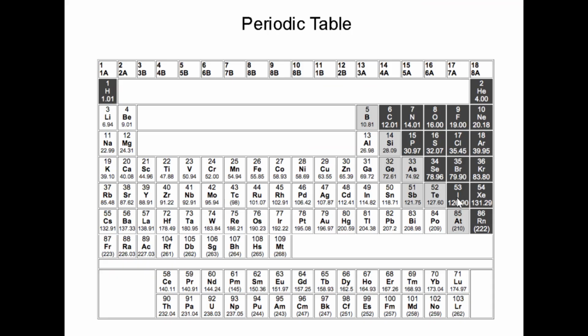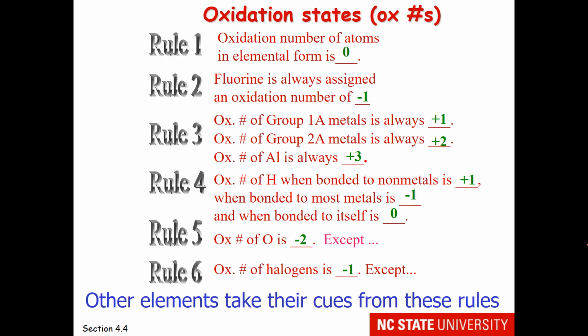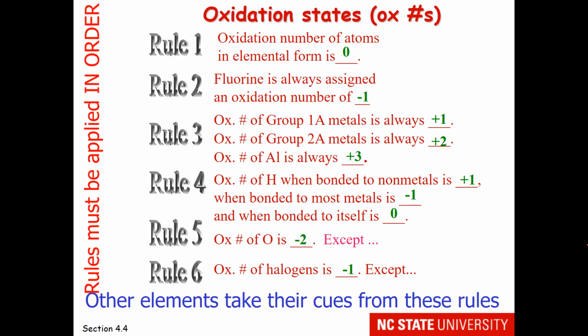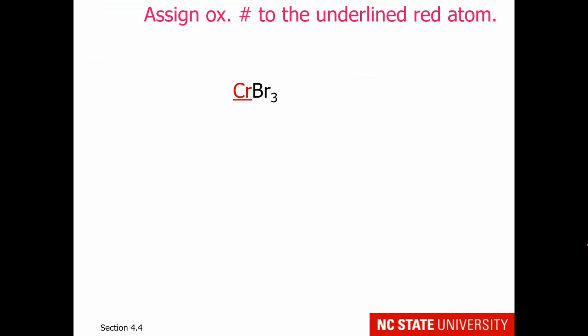Chlorine, bromine, and iodine are still relatively electronegative, so in many compounds they will take an electron, just one, to get a -1 oxidation state and be isoelectronic with their nearest noble gas. Other elements in compounds take their cues from these rules. And of course, the rules must be applied in priority order. So let's try a couple examples.